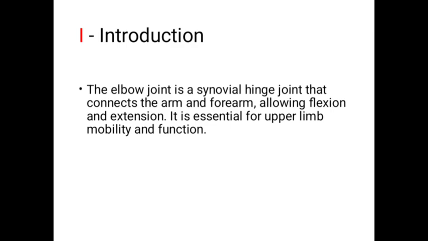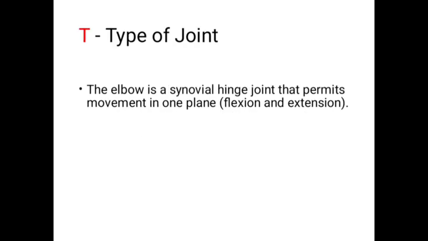For introduction, the elbow joint is a synovial hinge joint that connects the arm and the forearm, allowing flexion and extension. It is essential for upper limb mobility and function. Now, T for type of joint: the elbow joint is a synovial hinge joint that permits movement in one plane, which is flexion and extension.